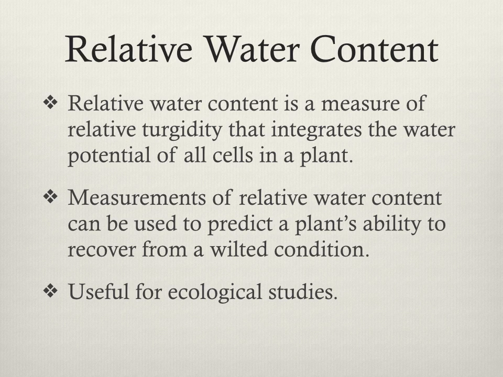Relative water content is used to measure the water content of a plant, taking into consideration the water potential of all cells within a plant, measuring the overall turgidity of the cell. The relative water content can also be used to measure a wilted plant's ability to recover. Measurements less than 50% typically predict death. More importantly, these measurements have been useful in ecological studies.